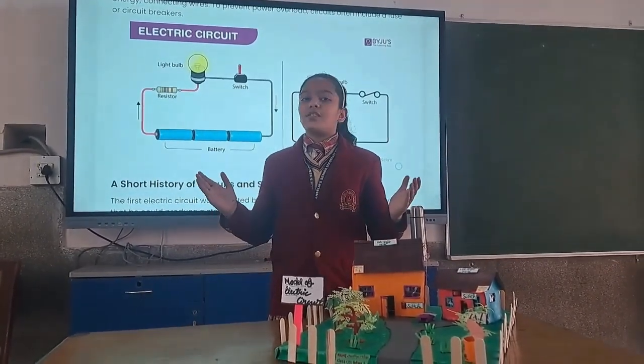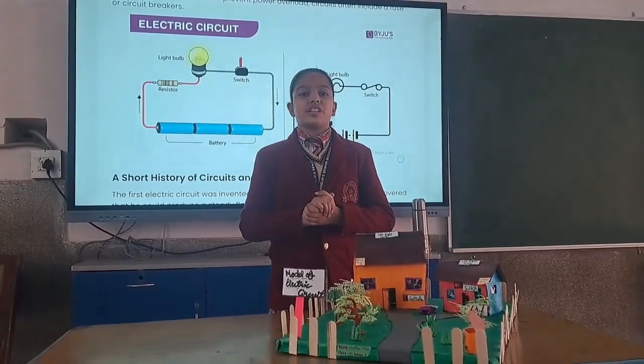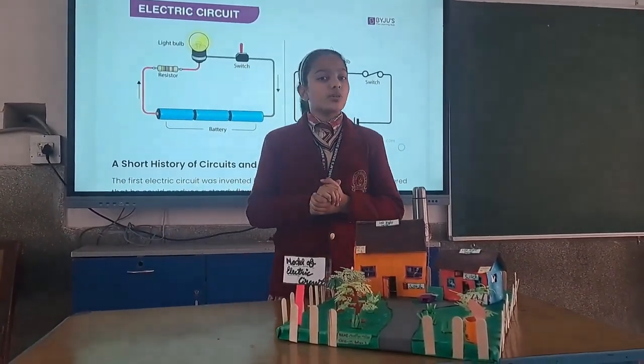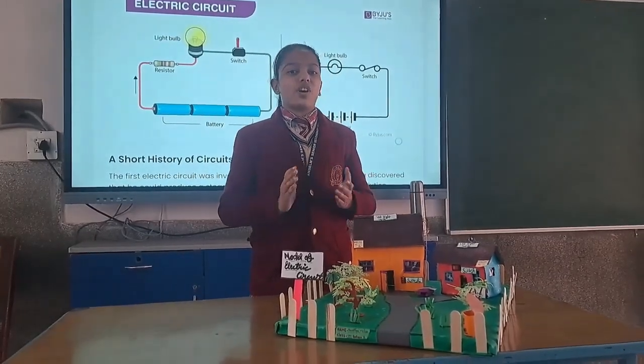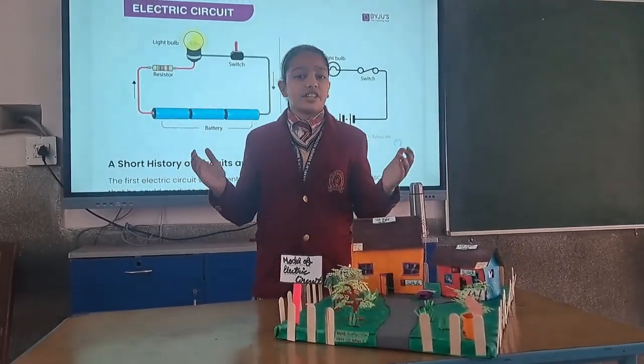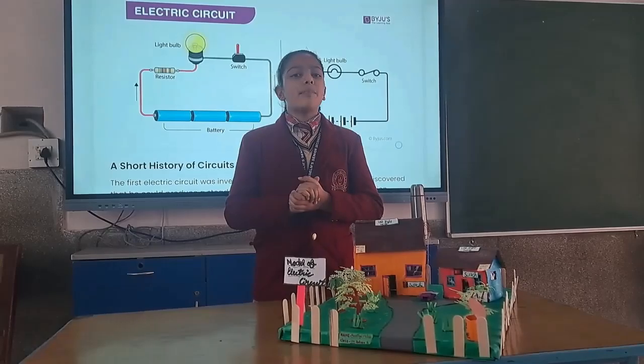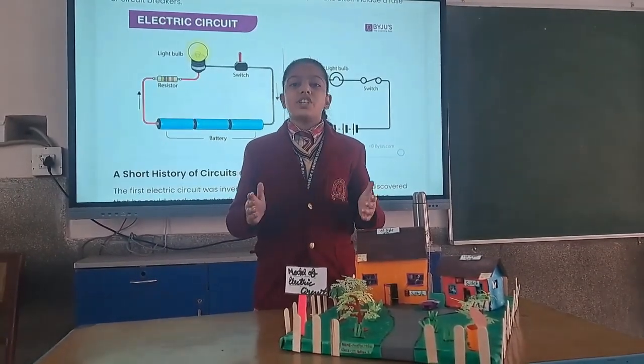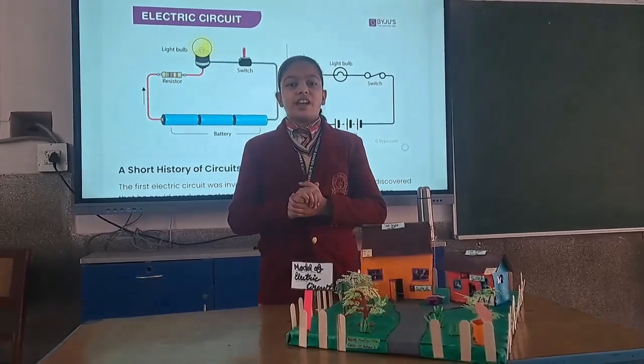So, firstly I want to tell what an electric circuit is and what it includes. An electric circuit is a closed path of wires and electrical components that allows the flow of electric current. It includes a power source such as a battery or a generator, a switch, a bulb and some connecting wires.